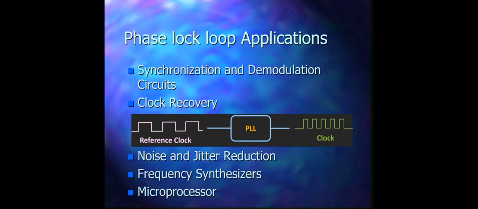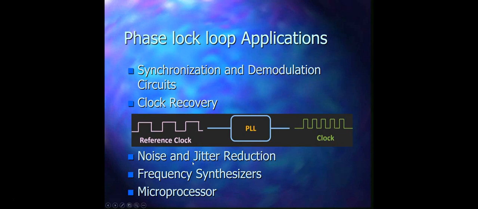Now next we are going to see the applications of phase locked loop. Here you see some of the applications. The first is that it can be used in synchronization and demodulation circuits, for example in FM demodulation or AM demodulation, and in frequency shift keying. The second application is clock recovery. When we want to recover the clock from the incoming bit stream, it is possible to generate the clock with the help of a PLL.